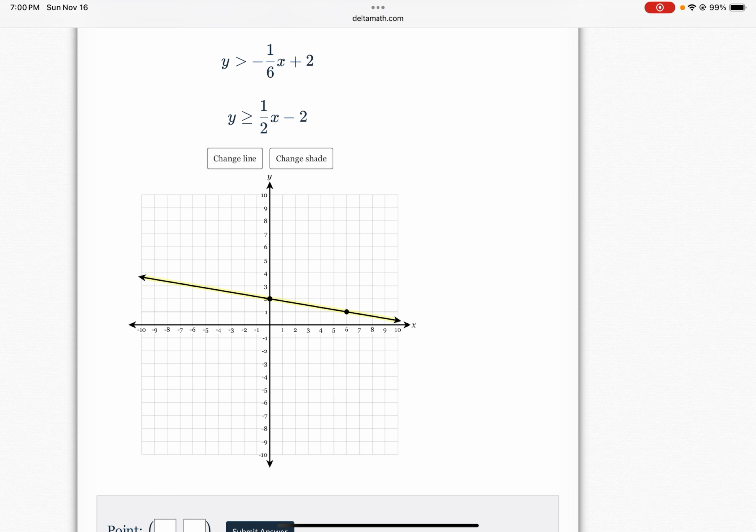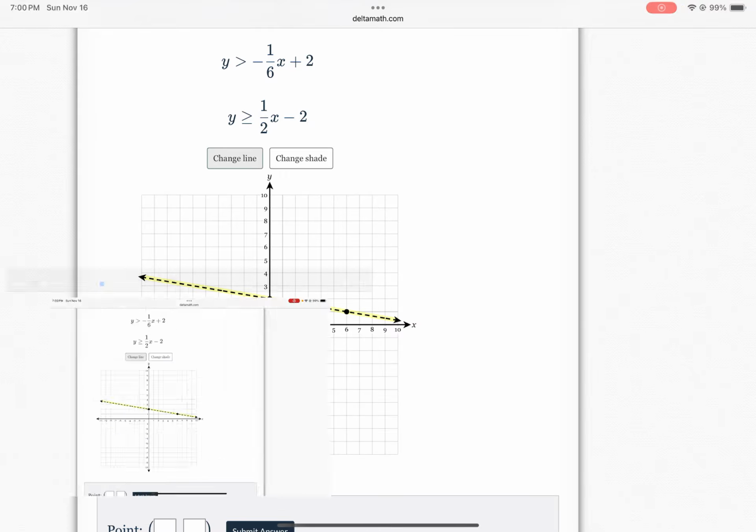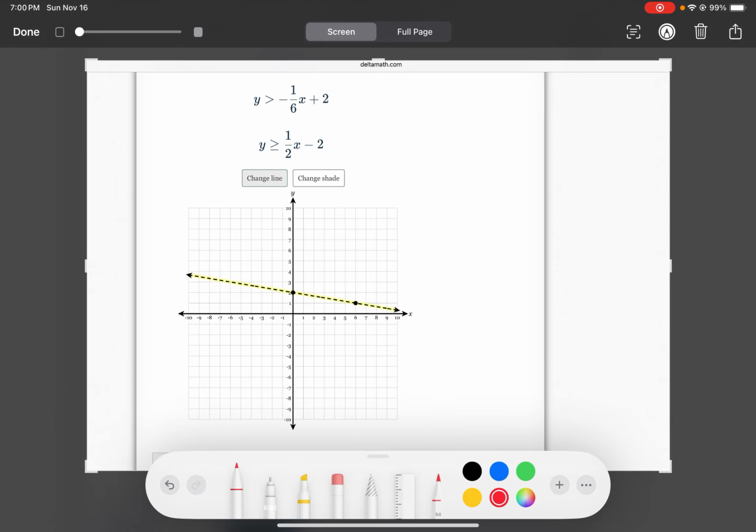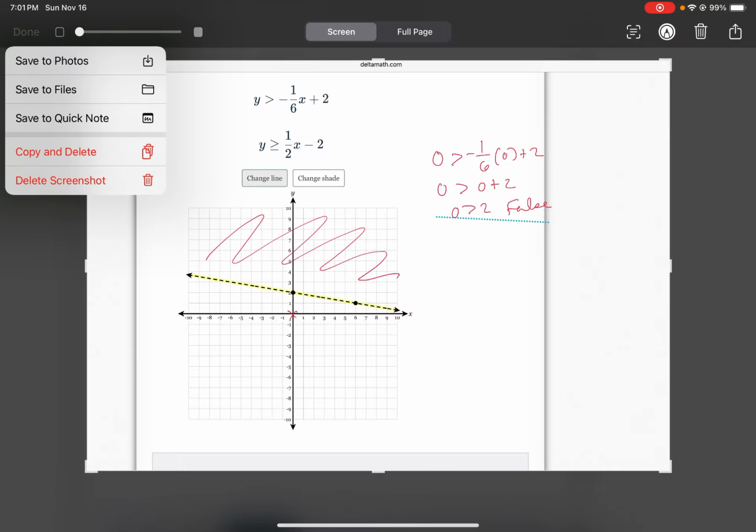Now, because this is a greater than sign and not a greater than or equal to, we want to make this a dashed line because we're not including the values right on the line. To figure out where to shade, I'm going to put in a test point. I like to use the point 0, 0 because that's easy to plug in. So 0 is greater than 0 plus 2. That's a false statement. So we're going to shade away from 0, 0 and go to the top of that graph.